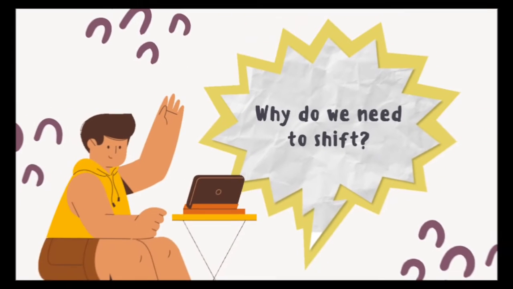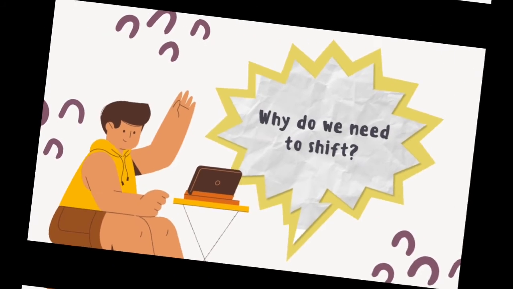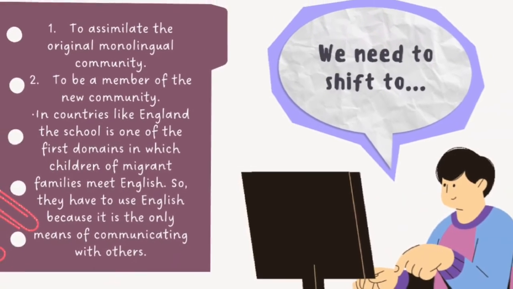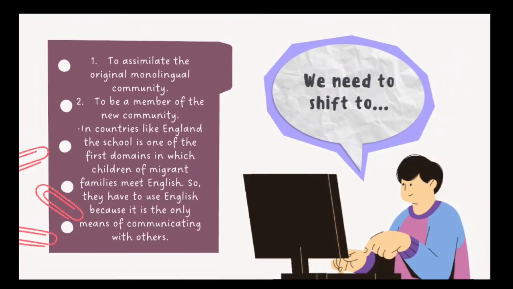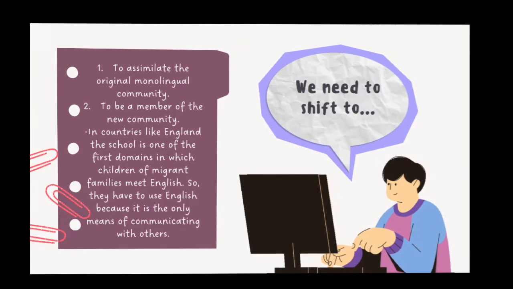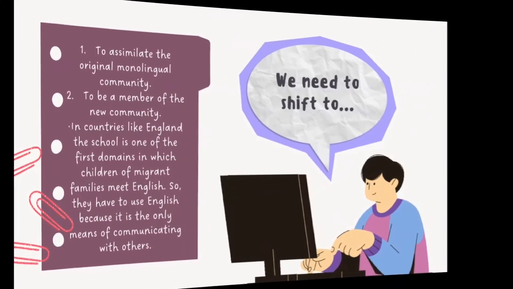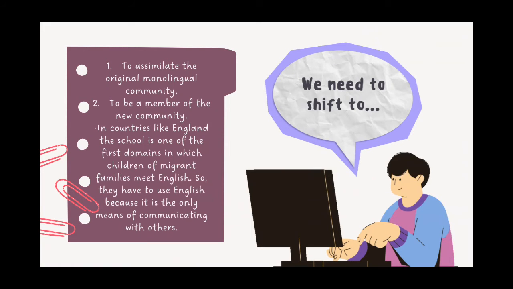And the question: why do we need to shift? What are the reasons? First, to assimilate into the original monolingual community. Second, to be a member of the new community. For example, in countries like England, the school is one of the first domains in which children of migrant families meet English. So, they have to use English because it is the only means of communicating with other people.